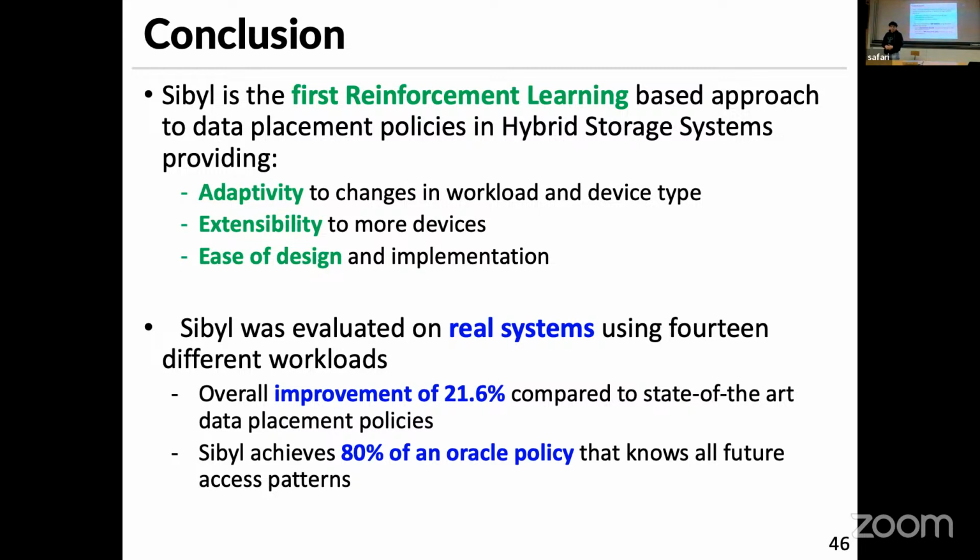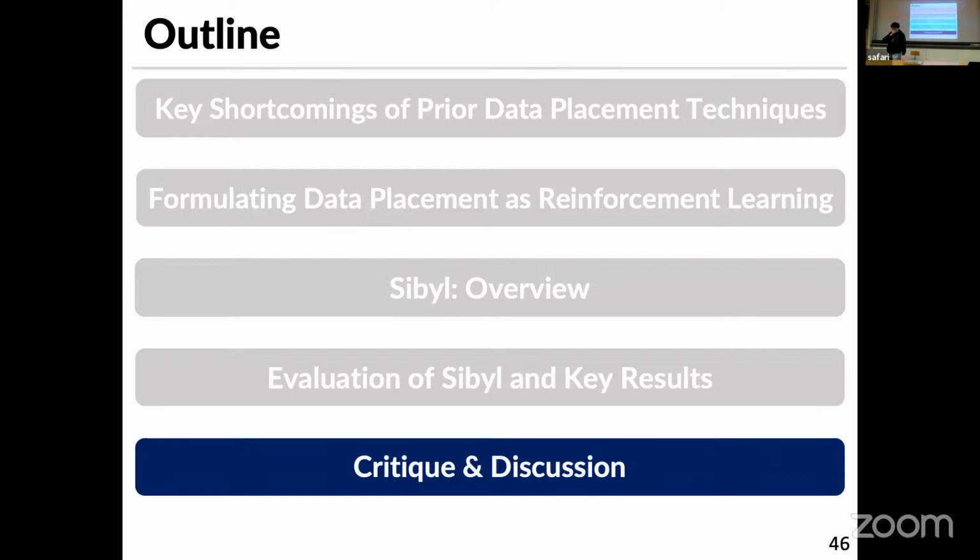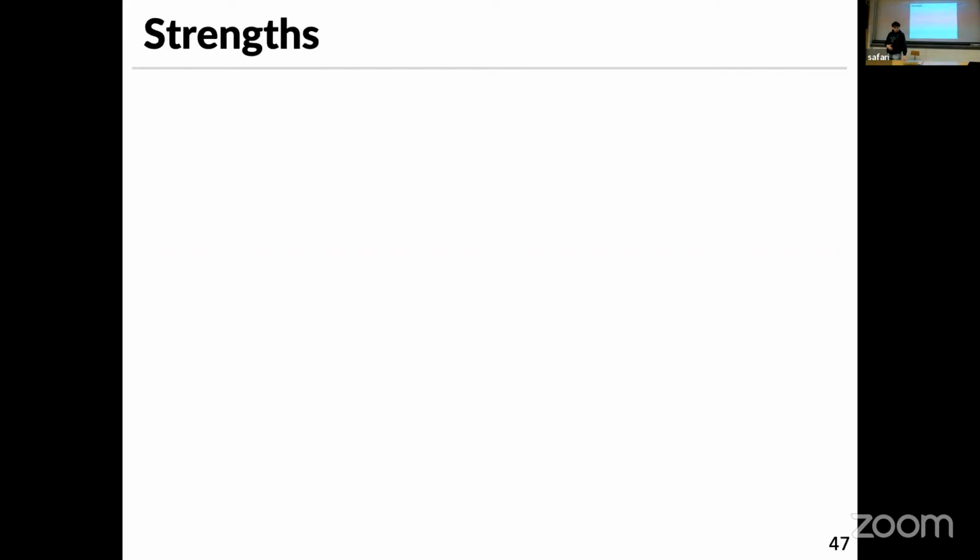And it has an improvement of 21.6% compared to state-of-the-art baselines. And it achieves 80% of an Oracle policy that knows all future access patterns and always takes the right decision. So let's move on to the critique and the discussion.